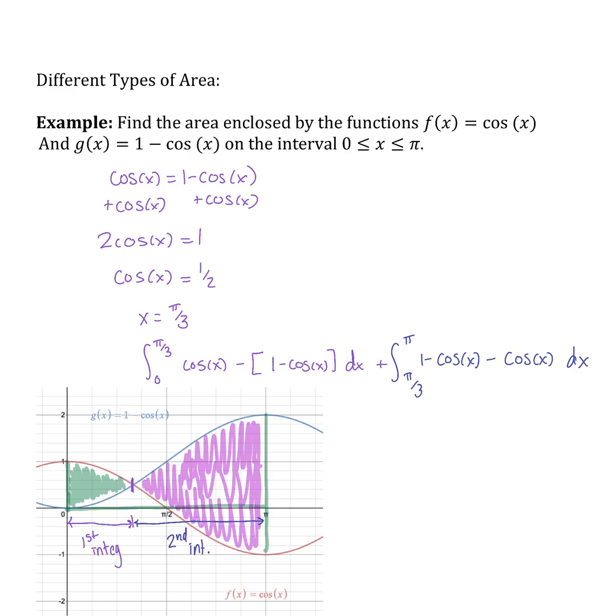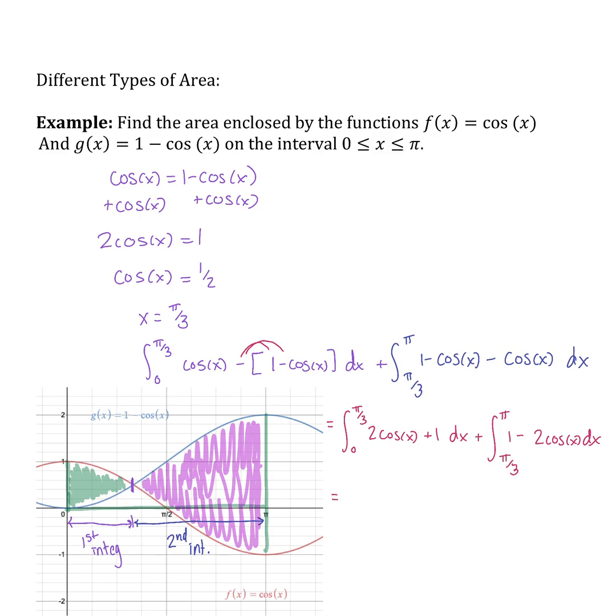What's nice about this is that these two integrals are pretty much the same. The signs are a little bit different. So here, remember you've got to distribute that negative through. So you're going to get a minus 1 and a plus cosine. So we're going to get 2 cosine of x minus 1. And then on our other integral, we're going to get 1 minus 2 cosine of x. So they're pretty similar in terms of what we get to take the integral of.